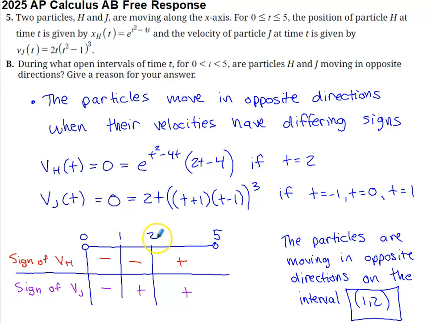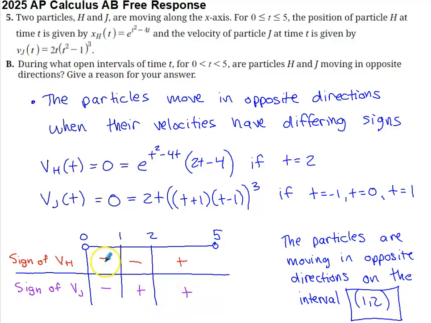Now between 1 and 2, at a value like 1.5, this set of parentheses is positive, this set of parentheses is positive. Everything being positive is going to leave everything positive. Same thing happens if I pick a value like 3 or 4, put it in place of all the t's. So check out my sign chart here.